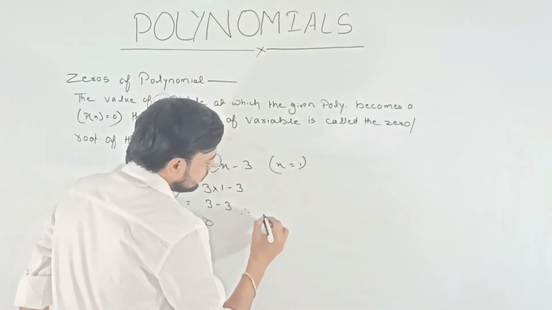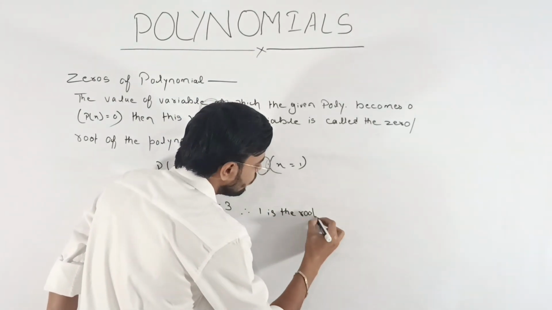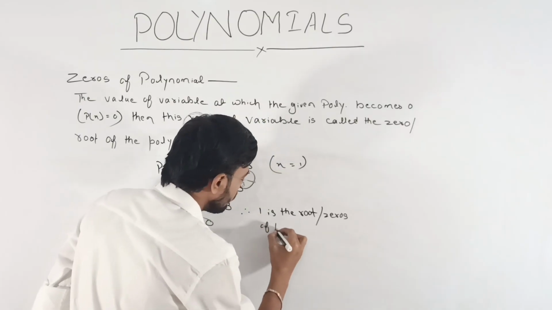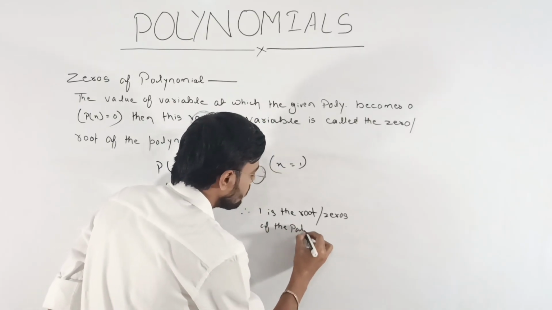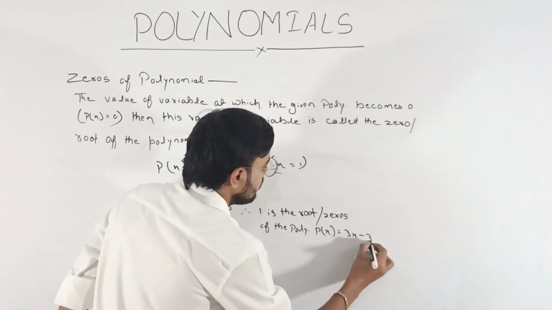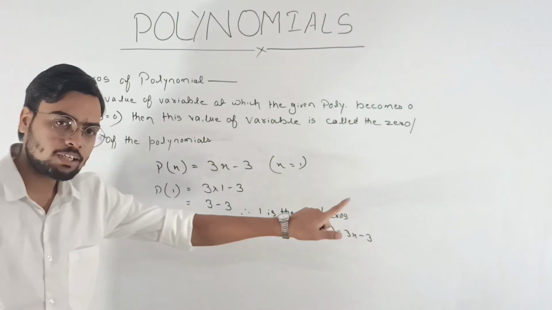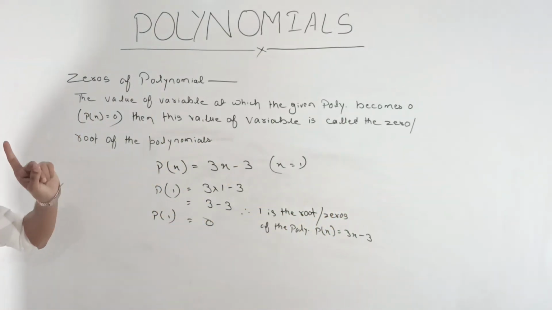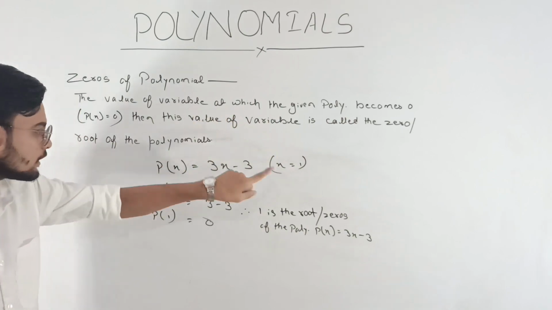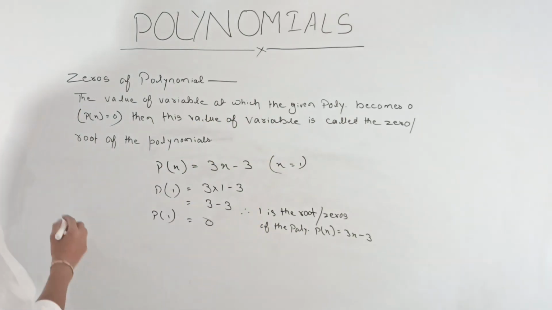Then we say yes, therefore 1 is the root or zero of the polynomial. Which polynomial? Polynomial p(x) is equal to 3x minus 3. Then 1 is the root of polynomial 3x minus 3. Understood? If the polynomial becomes 0 after putting the value of the variable, then this value of the variable is called a zero of the polynomial. Understood? Now let's take one more example.